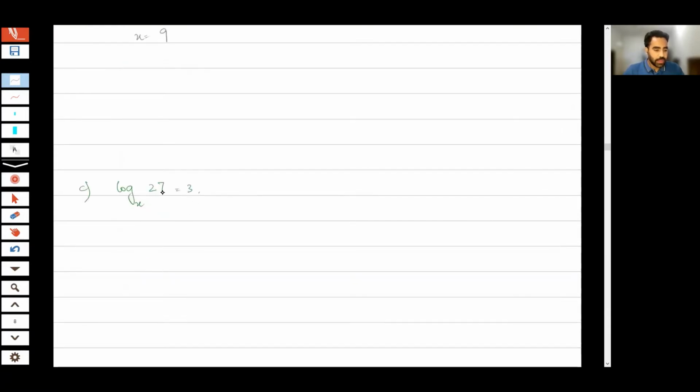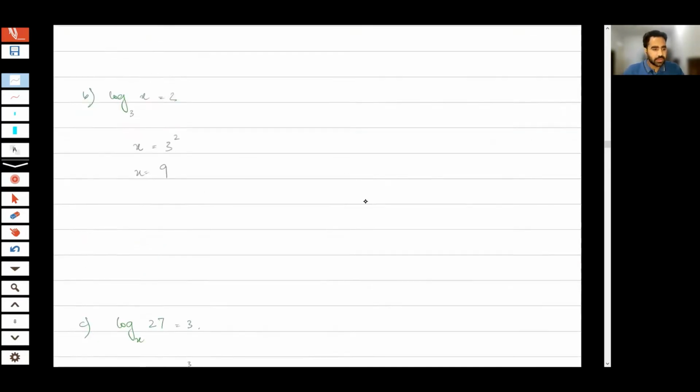Let's talk about this. I have log 27 base x equals to 3. X would come over here and 3 would become the power of x. Okay, so I'm going to get x to the power 3 equals to 27. Log would get removed, 27 would be left. And if I have to find the value of x, I'm going to take cube root on both the sides. That would give me 3 equals to x.